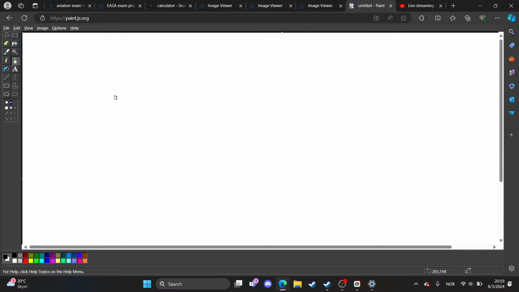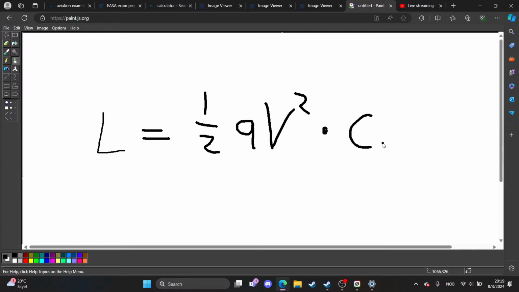I need to get a better drawing tool. Lift equals half of density times velocity squared times coefficient of lift times surface area. That's wrong, but whatever. Go away. There we go. Rho for density.